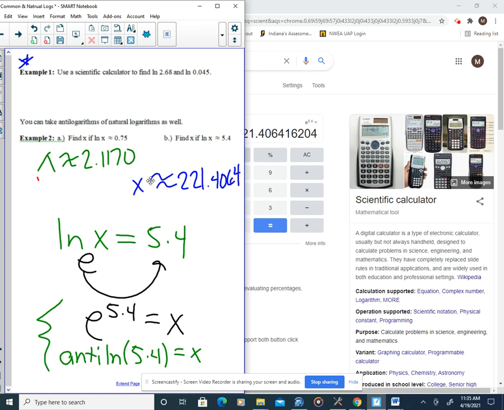That's what you're going to be doing on today's assignment. There are some review problems also on today's assignment. But use your calculator on the common logarithms, the logarithms that have base 10, and then use your calculator on the natural logarithms, the logarithms that have base e.